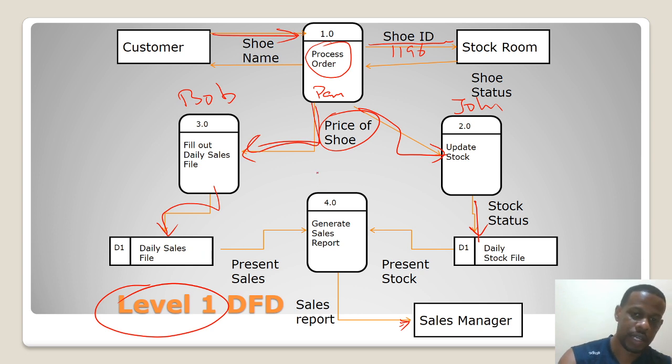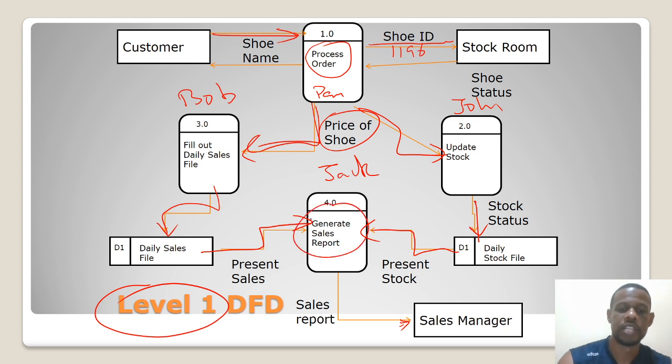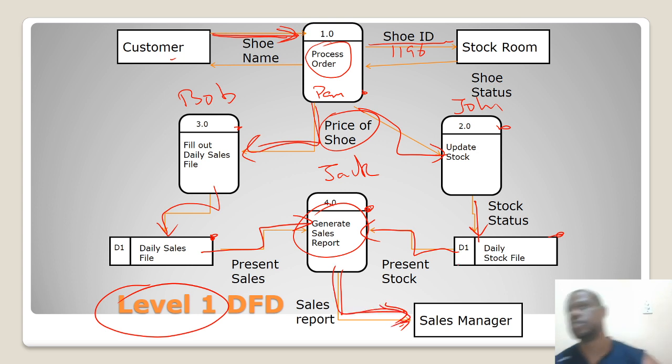then, I can't remember his name, Jack. Jack will pull the information from the daily sales file and then pull the information from the daily stock file, generate the sales report, and then it will go out. So you realize that this external entity started by asking for a shoe, but then we had a process, a next process, a data store, a next data store, and a next process that goes to this external entity. And that's basically all that data flow diagrams are about: how you link these four things: external entity, process, data store, and the arrows that join them.